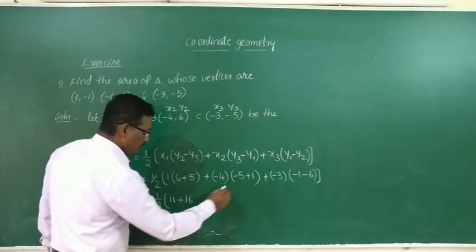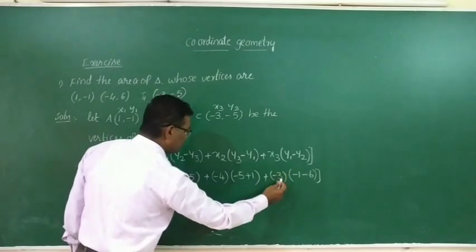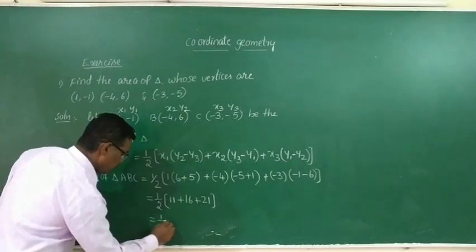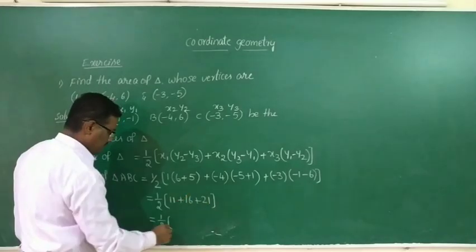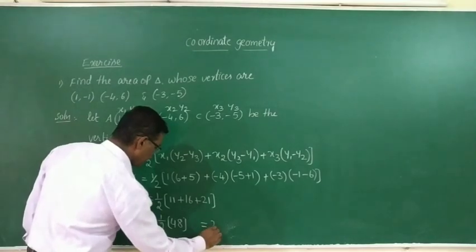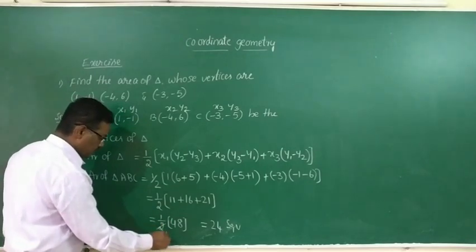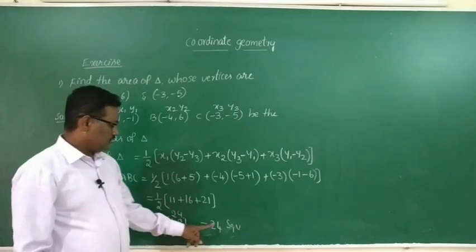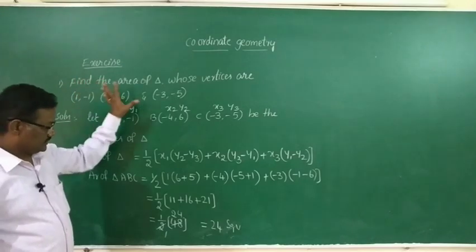Minus 1 minus 6 is minus 7, minus 7 into minus 3 is plus 21. Half into 11 plus 16 plus 21 is 48. That equals 24 square units. After cancellation, 2 1s are 2, 2 2s are 4. Yes, we got 24. 24 square units is the area of the triangle ABC.